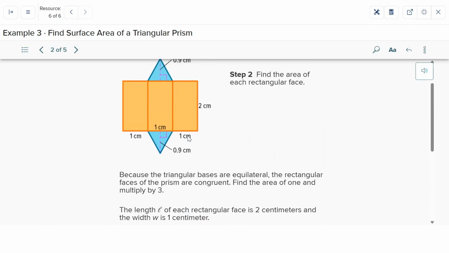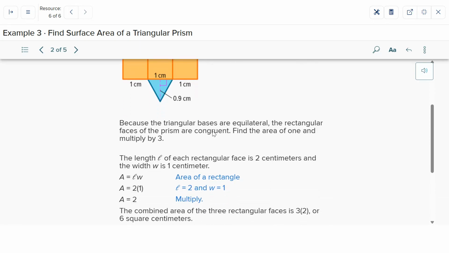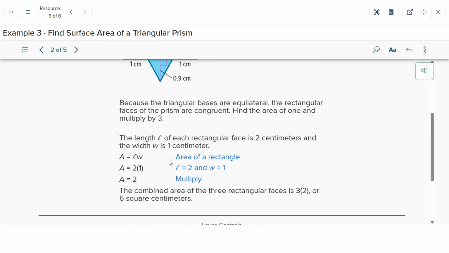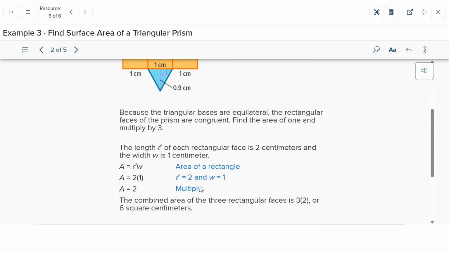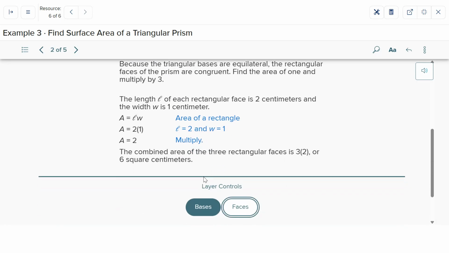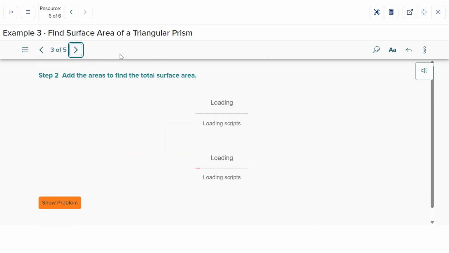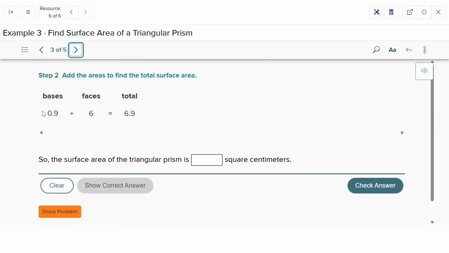And then these faces are equilateral, so all of the faces are the same, which means we can just do one time and then multiply that by 3 because there are 3 of them. So we've got 2 times 1, which is 2, and then 3 of those makes it 6 total. And then we can add those up to get our total surface area, which would be our two triangles are 0.9 in total, and our 3 faces are 6 in total, so we have 6.9 as our total surface area.